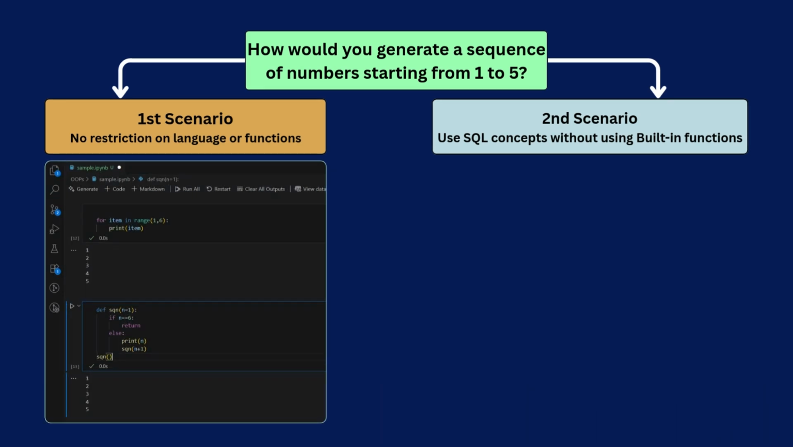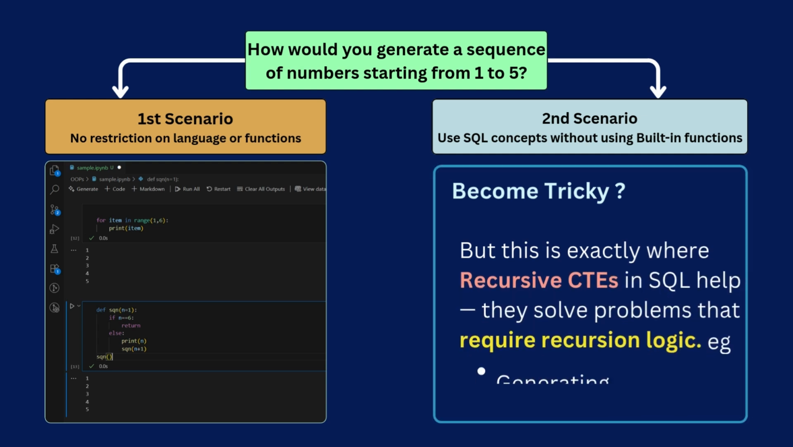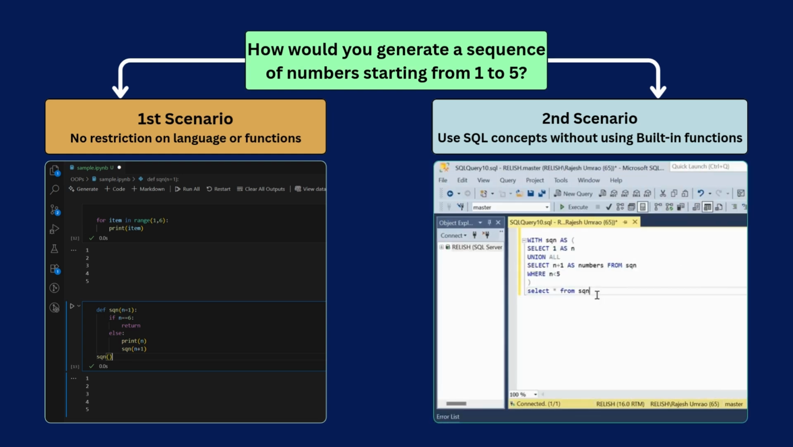But now let me bring the second scenario to make it interesting. What if I say do the same thing in SQL but without using any built-in function like generate_series or any other function? Now it becomes tricky, right? But guys, that's exactly where the recursive CTE comes into the picture to solve this kind of problem. Let's see how this works with the same example, just to get a sense of how recursion works in SQL.